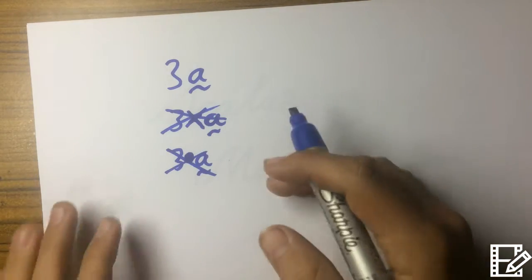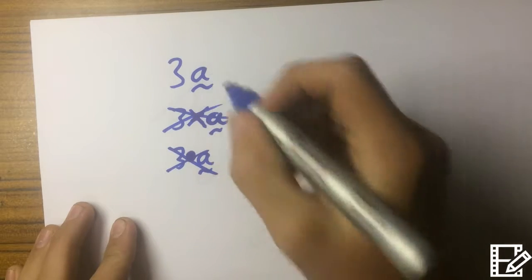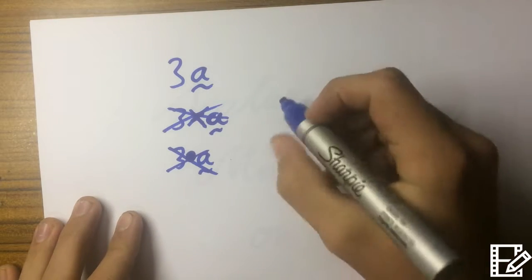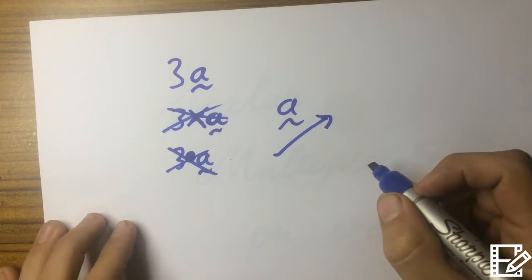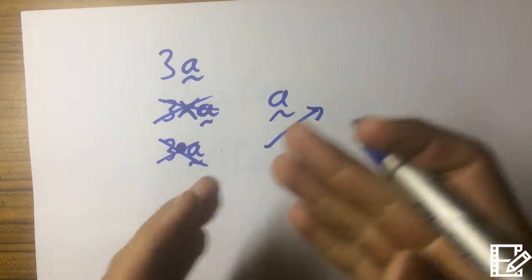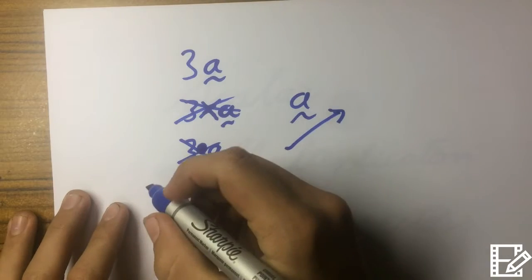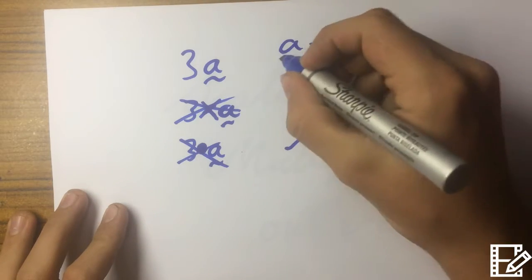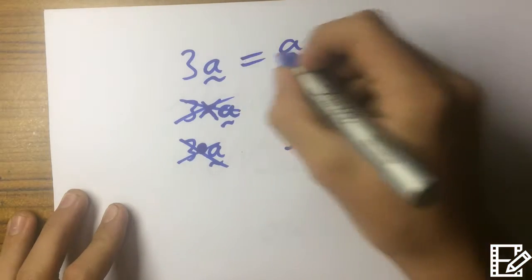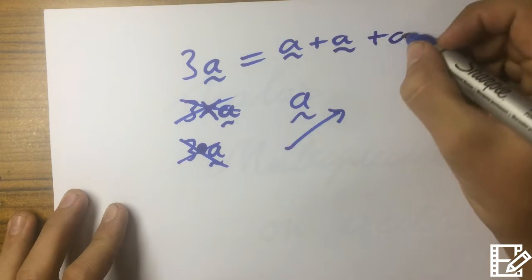Okay, so let's use 3a as an example. So here we have a, and this is what a looks like. Just like when you have 3 of something, if you had 3 multiplied by a, that means you have a plus a plus a.